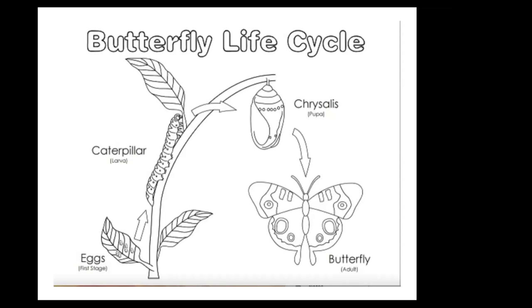as opposed to, say, a grasshopper. It will have the egg, and then it has a nymph form, which is just a young one that looks like a grasshopper, but it doesn't have the wings yet. But then as it grows, it will go into being the adult. But the butterfly has the complete metamorphosis.